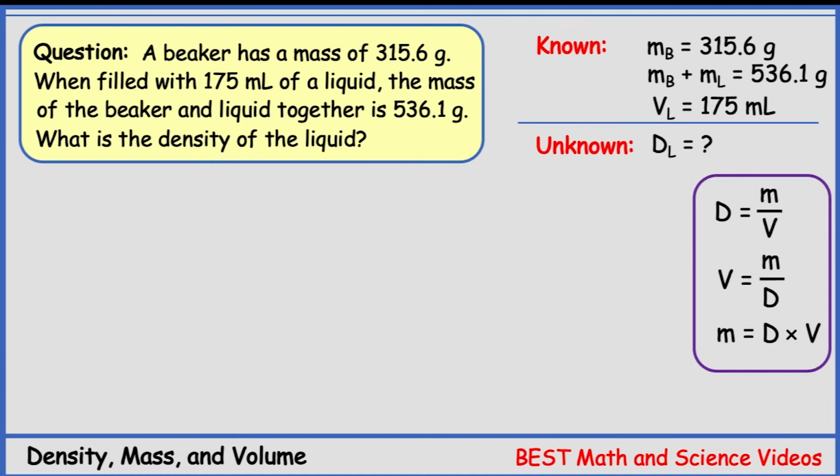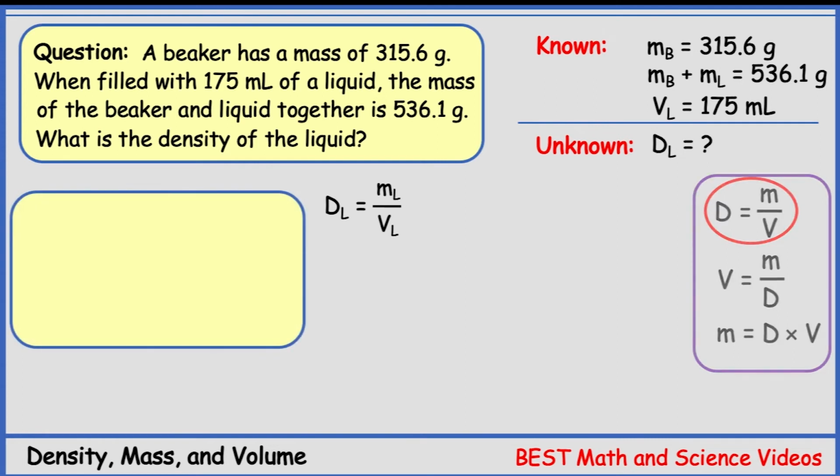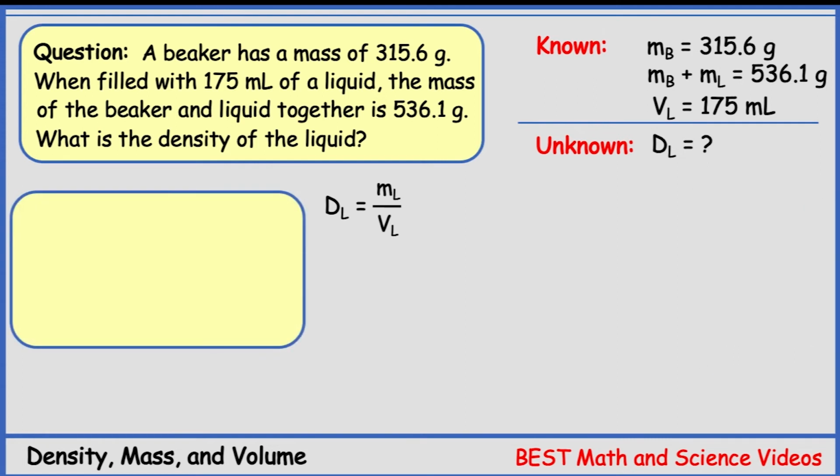We want to know the density, so we use D equals M divided by V, or in this case, the density of the liquid, DL, equals the mass of the liquid, ML, divided by the volume of the liquid, VL. We need to start by finding the mass of the liquid. We are told the mass of the beaker plus the mass of the liquid equals 536.1 grams. So let's solve this equation for the mass of the liquid.